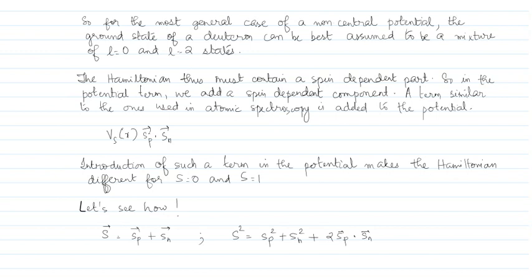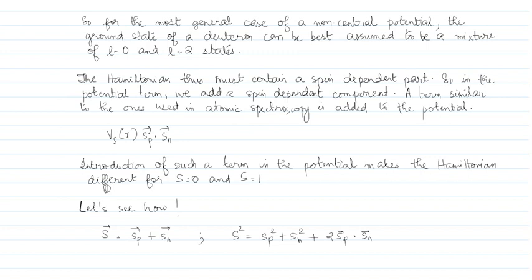Now, if this is so, we have seen that there is a spin dependence. So the Hamiltonian also should contain a spin dependent part. And this spin dependence is introduced in the potential term, and we add a spin dependent component to the potential term.